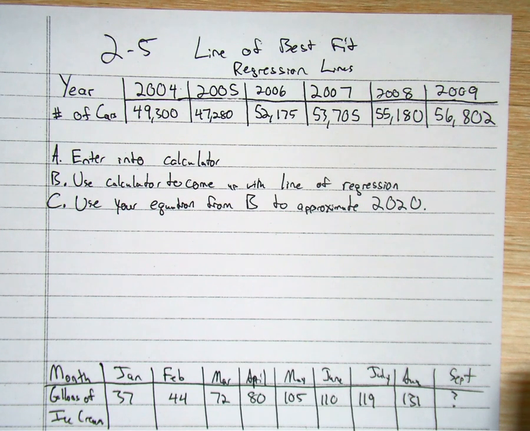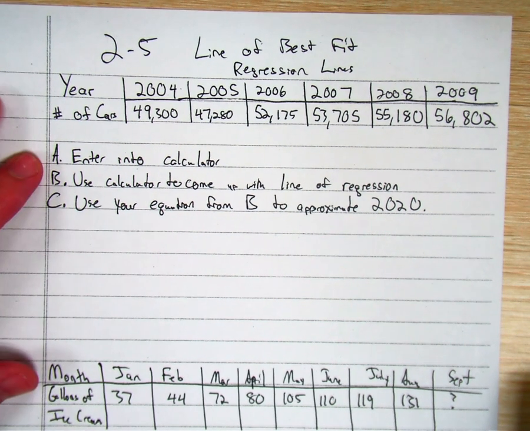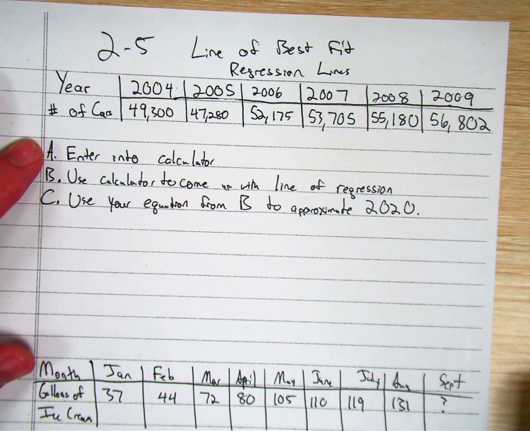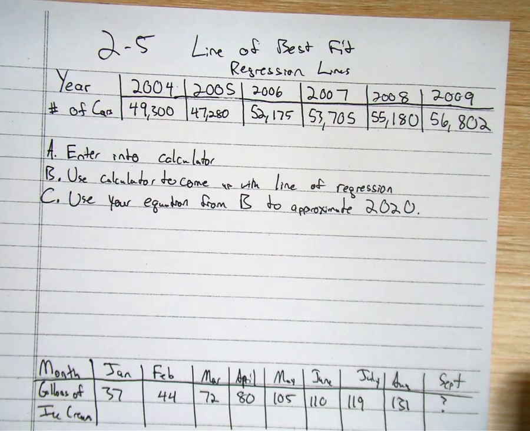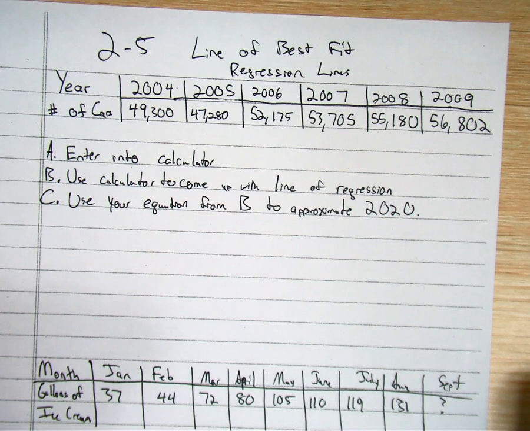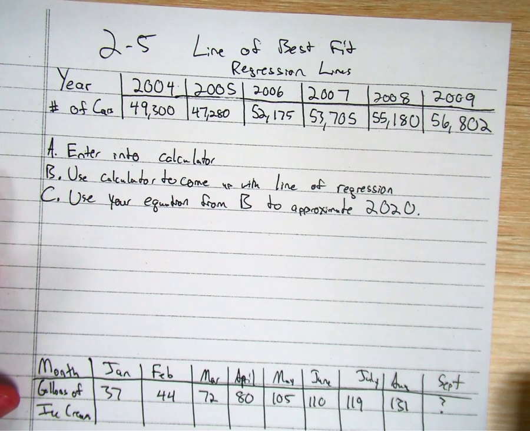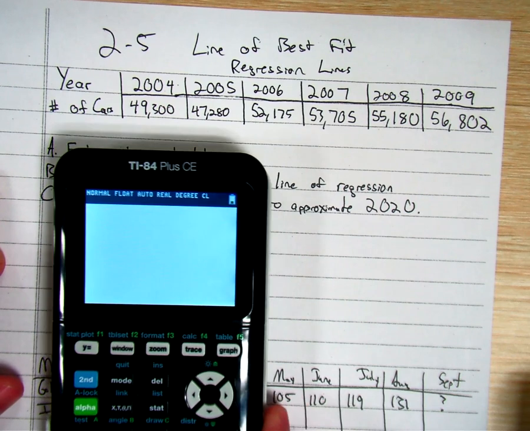Hello, hello, Algebra 2. Working on section 2.5, line of best fit, and we're going to be using our calculator to find regression lines. Here's what a lot of your problems are going to look like for section 2.5. It's going to be some sort of data set. Then we are going to take a little side trip. Instead of doing the directions exactly like the book, we're going to be using our calculator.